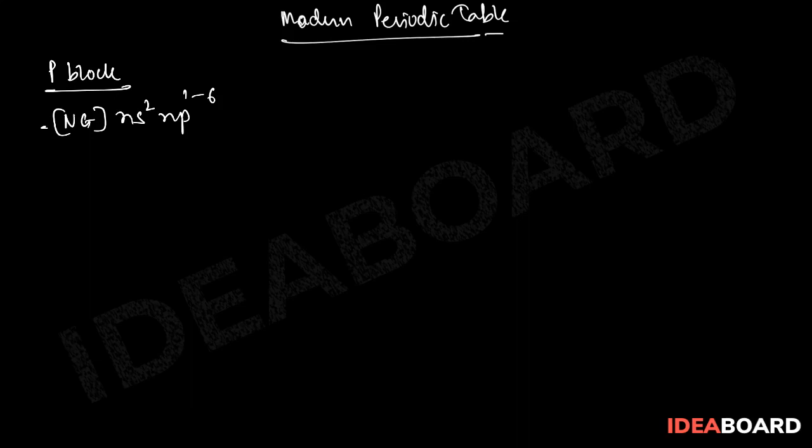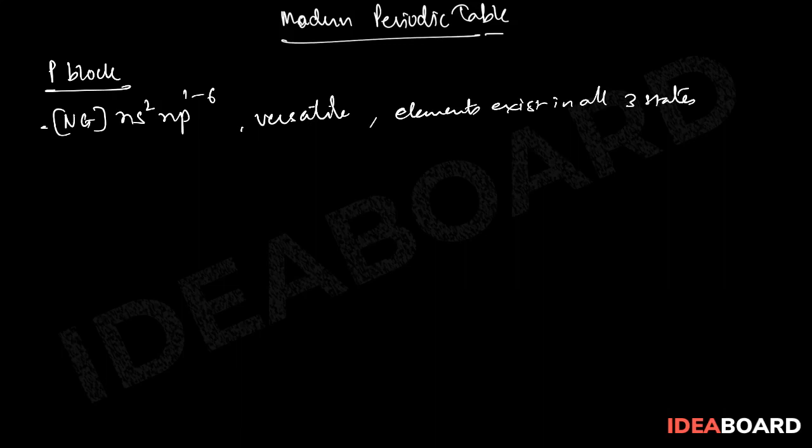So this block is a versatile block because it has metals, non-metals, gases, and metalloids. And in P block, elements exist in all three states, and many elements show variable valency, and generally they form covalent compounds in P block.